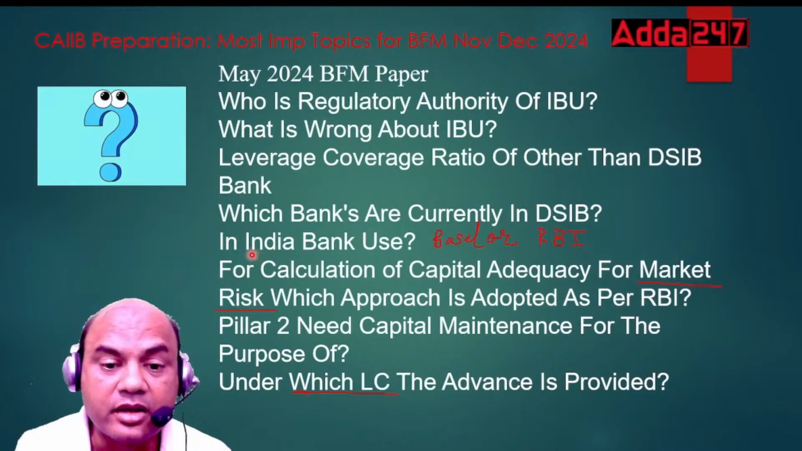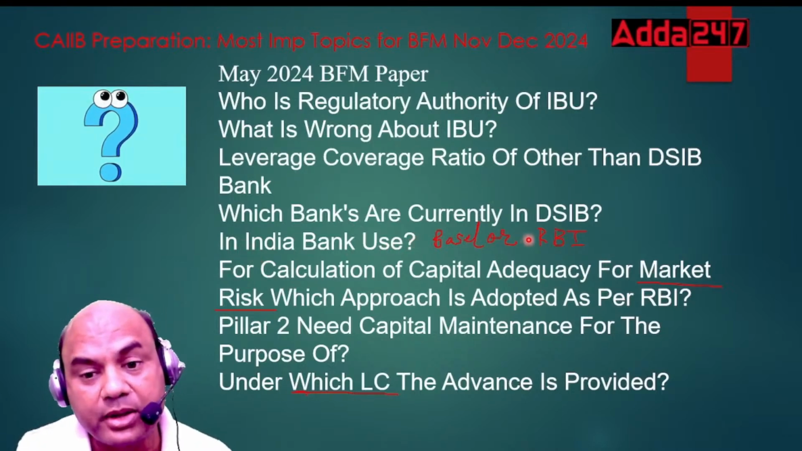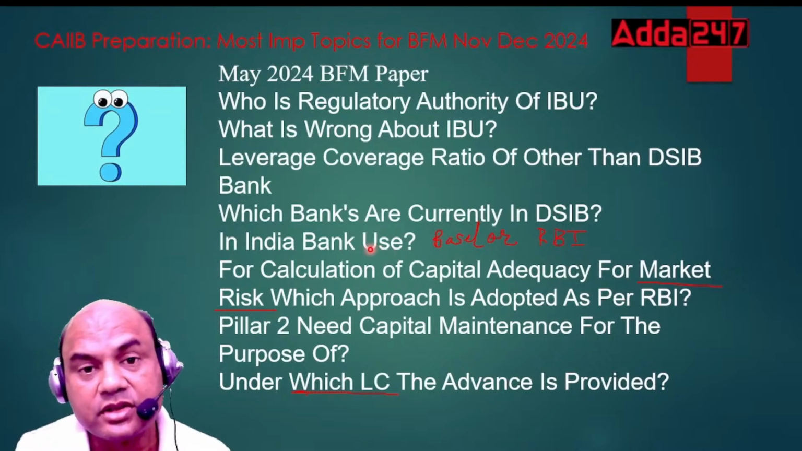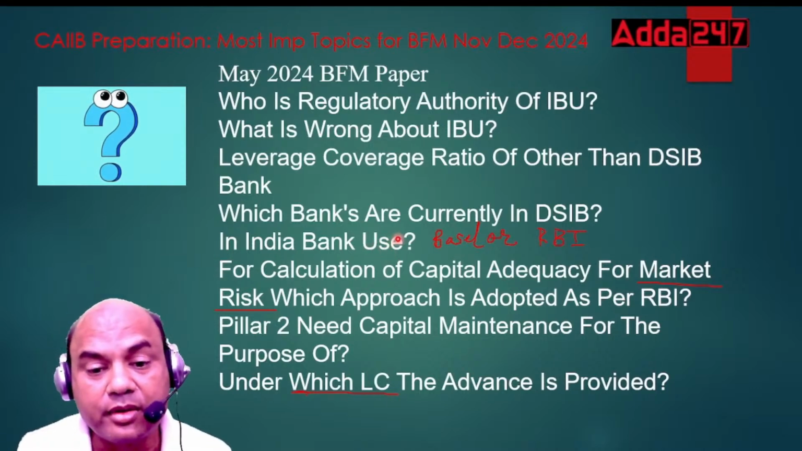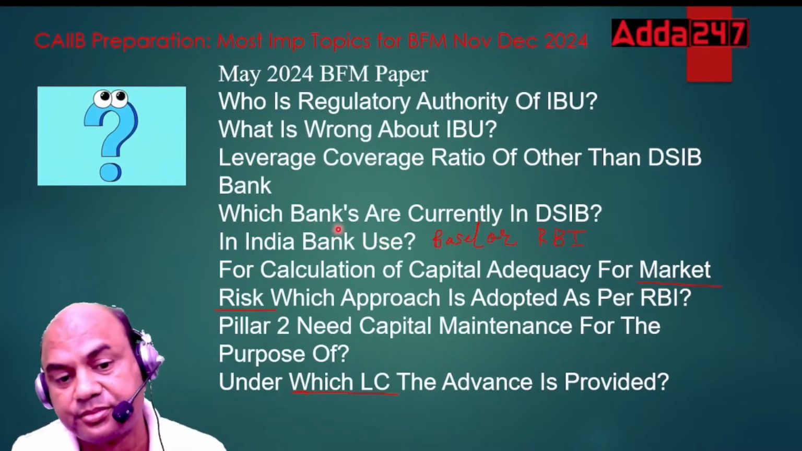Okay. In India, banks use which: Basel II or Basel III or RBI norms? This was a question asked. So in India, we use RBI norms. Okay, because RBI is stricter than Basel.